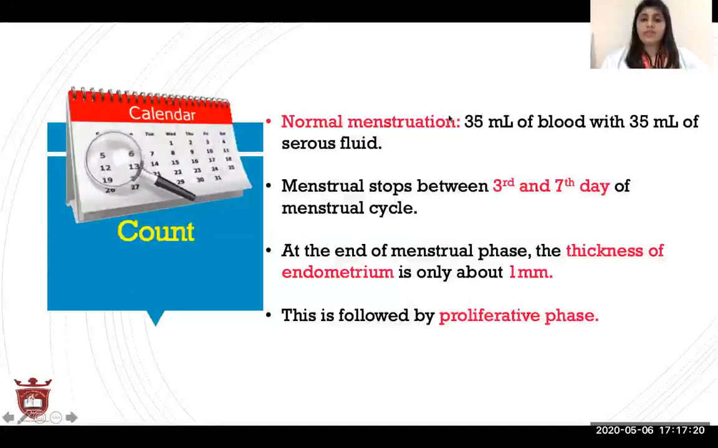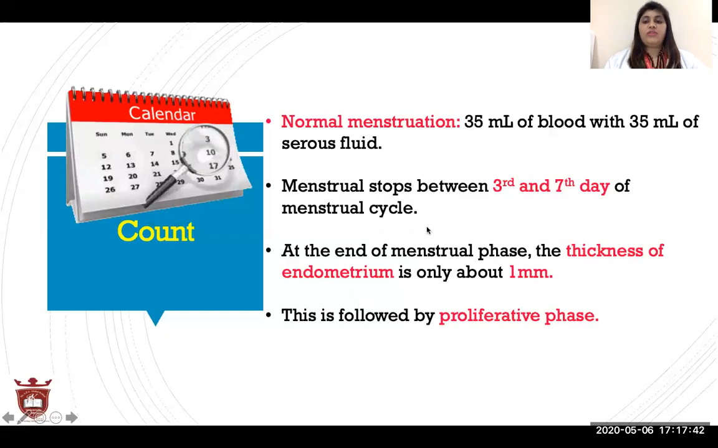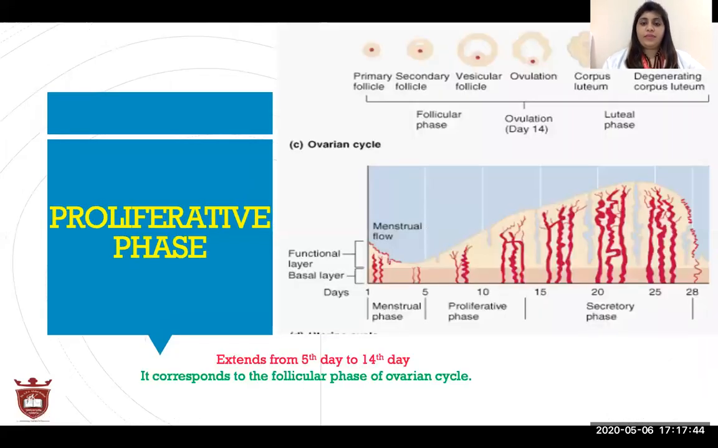In normal menstruation, 35 ml of blood with 35 ml of serous fluid is expelled, and menstruation stops between the 3rd and 7th day. At the end of the menstrual phase, the thickness of the endometrium is about 1 mm, and this menstrual phase is followed by the proliferative phase.